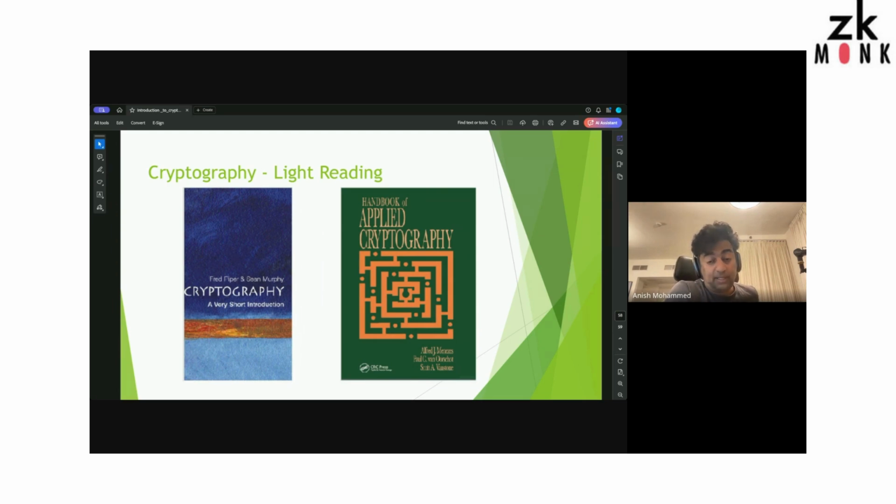So for everybody who has tolerated all of this until now, a plug from me for my supervisor, who is going to pass away now. It's a very short introduction to cryptography. Pretty good. It was by Fred and Sean Murphy. Sean is one of Fred's PhD students. This book is very light. No mathematical maturity is assumed. Pretty good.